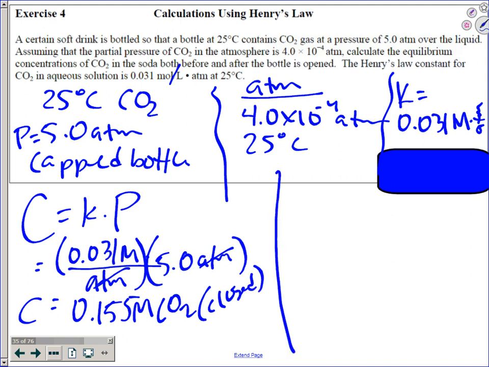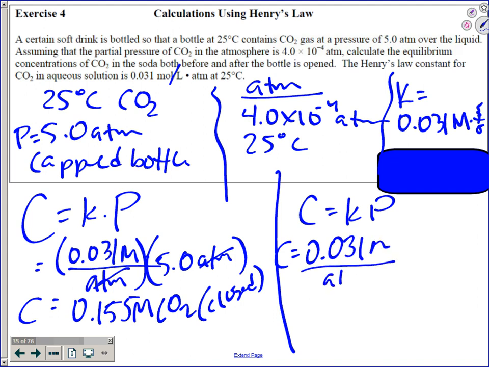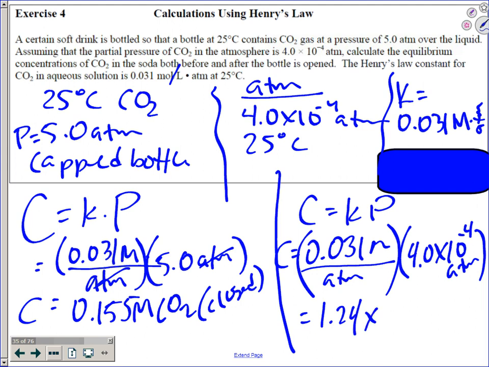JT's table, pick up from there. Then I think it says after, right, the pressure changes to 4 times 10 to the negative 4. Substitute the other one in, times atmosphere. And what is that concentration? 1.24 times 10 to the negative 5th molar.